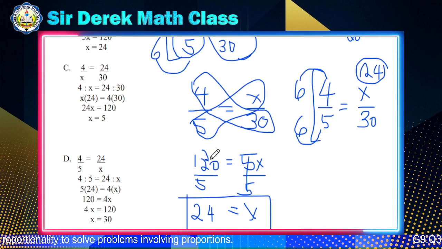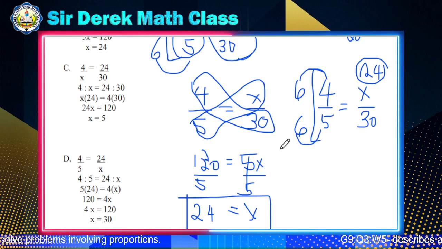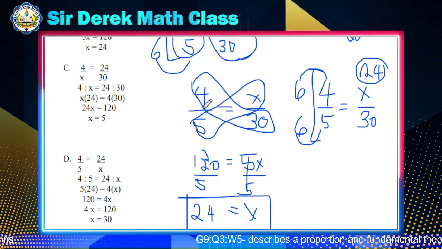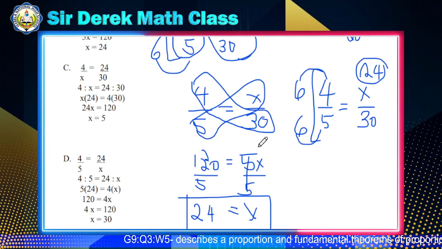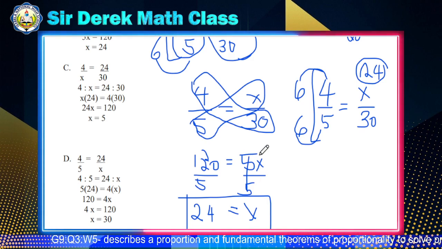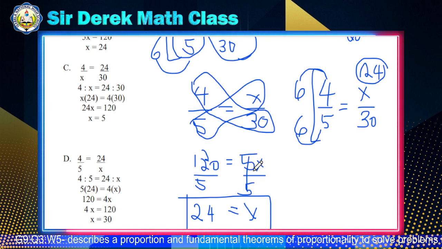Yan. So, dito ang ginawa natin is cross multiply kasi that is the first property in proportion. Cross multiplied. The product of the means is equal to the product of the extremes. Or in other words, that is cross multiplication. 4 times 30 is 120. 5 times x is 5x. Divide both sides by 5. Bakit? Kasi we are interested to the value of x.